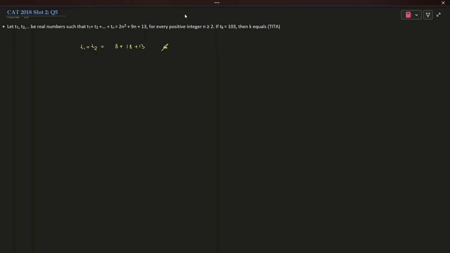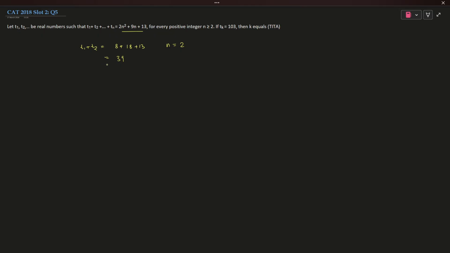When will this happen, guys? This will happen when n is equal to 2. I am just substituting n equal to 2 in this equation. That means T1 plus T2 will give me 39. Correct? 28 plus 8 is 36, plus 3 is 39. This is the summation of the first two terms.